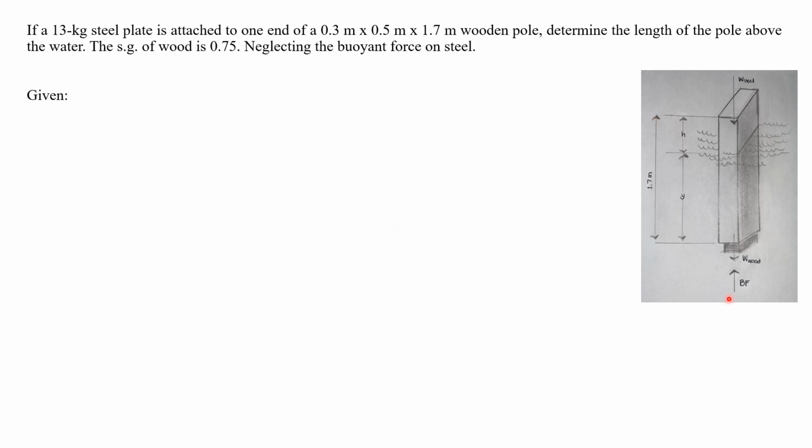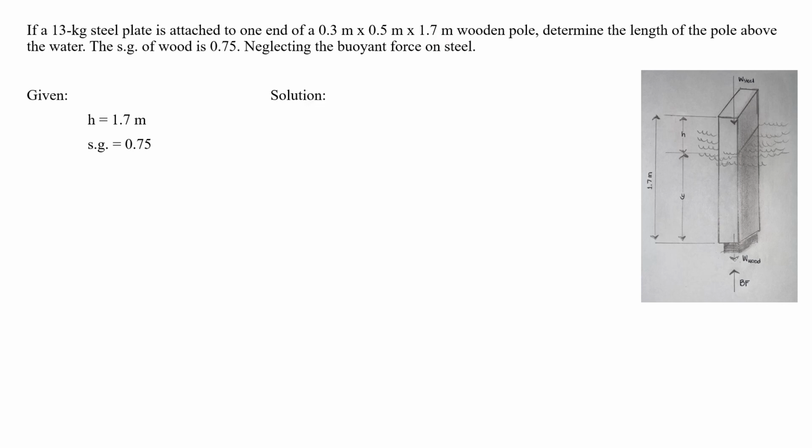In our diagram, let us identify the given values. We have the height of 1.7 meter of the wooden pole, the specific gravity, which is 0.75, and of course the area, which is 0.3 by 0.5 by 1.7 meter. We are asked to solve for the length of the pole above the water.